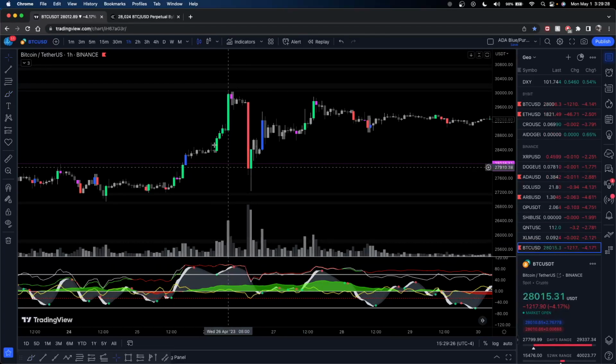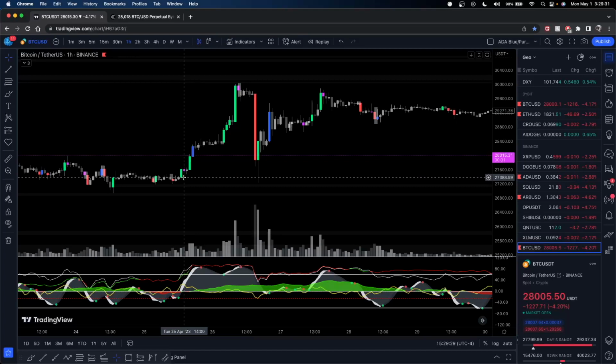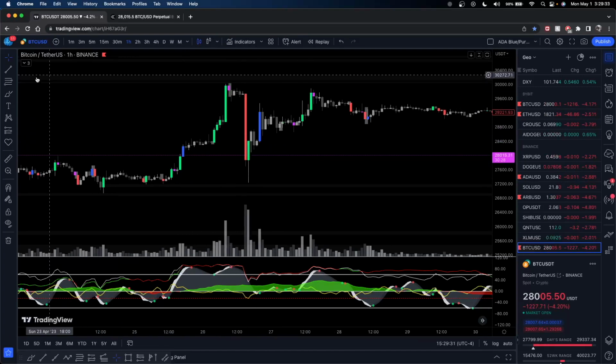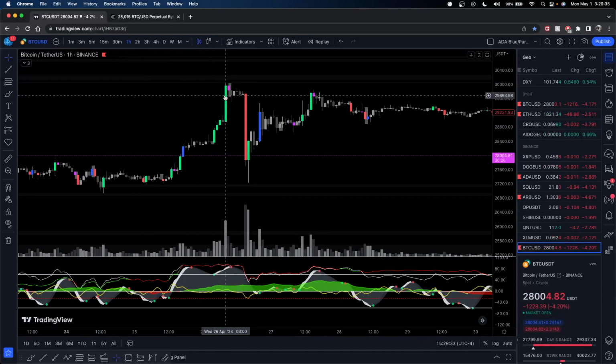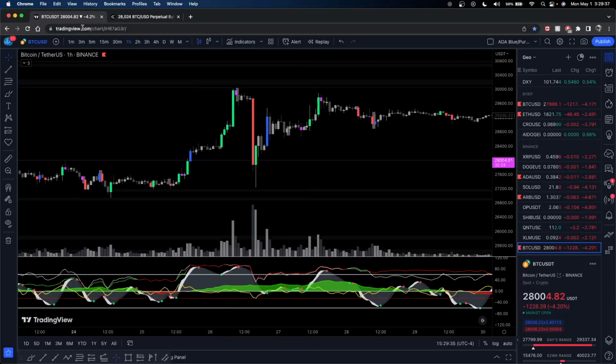But now I'll explain. As price is rising, right, and we're getting green vectors, and we're on the hour, on Market Cipher B you can clearly see we can fall here. This is pretty high.